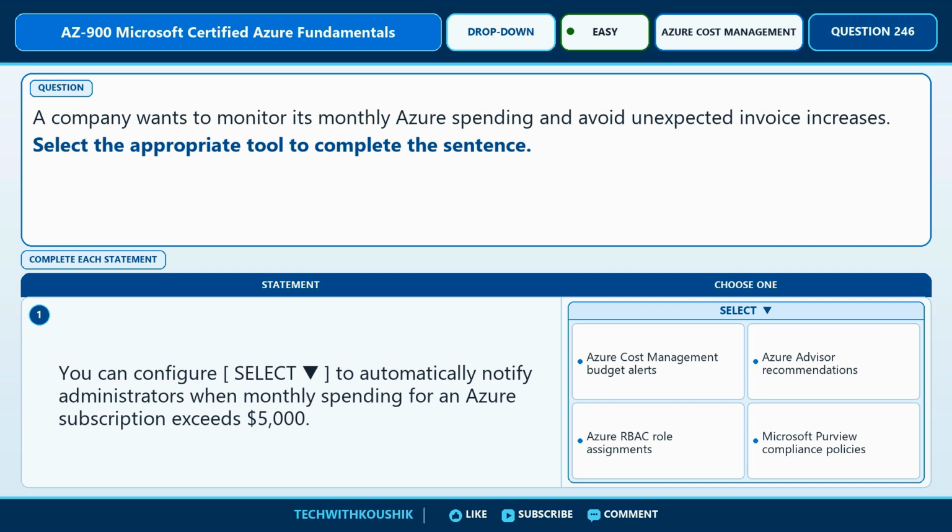For the first statement, you can configure the blank to automatically notify administrators when monthly spending for an Azure subscription exceeds $5,000. For this one, the options are: 1. Azure Cost Management Budget Alerts, Azure Advisor Recommendations, Azure RBAC Role Assignments, or Microsoft Purview Compliance Policies.